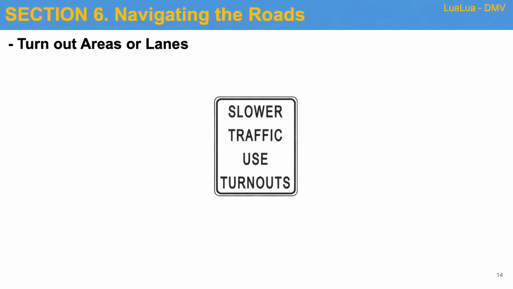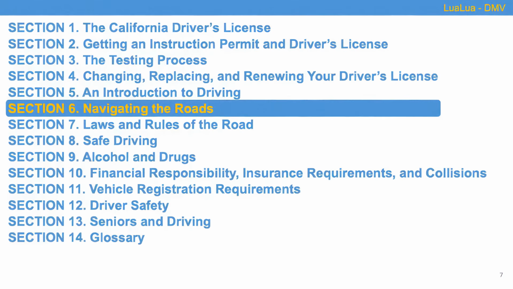Turnout areas or lanes. Some two-lane roads have special turnout areas or lanes. Merge into these areas or lanes to allow cars behind you to pass. You must use a turnout area or lane to let other vehicles pass when you are driving slowly on a two-lane road where passing is unsafe and there are 5 or more vehicles following you.